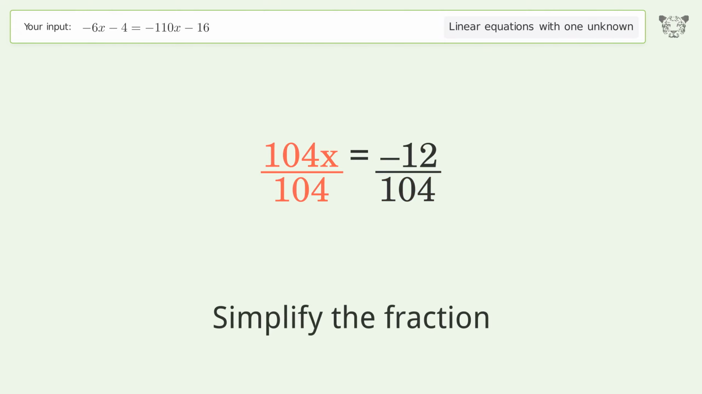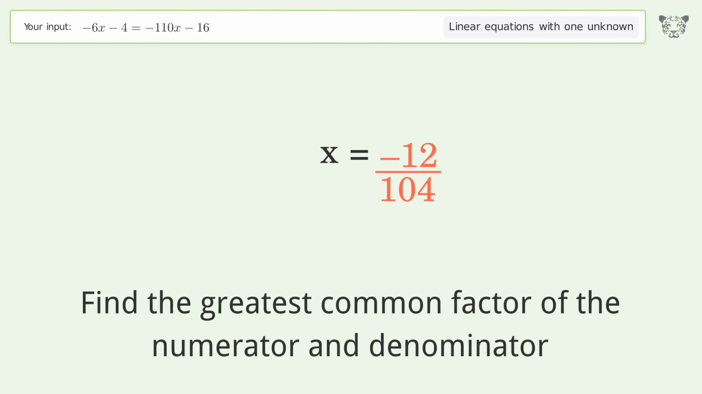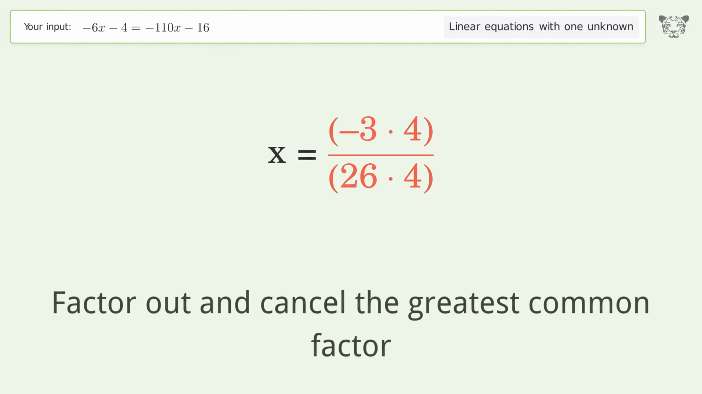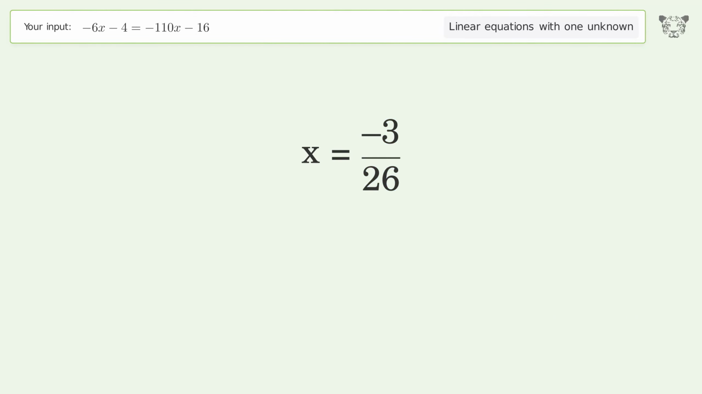Simplify the fraction. Find the greatest common factor of the numerator and denominator. Factor out and cancel the greatest common factor. And so the final result is x equals -3/26.